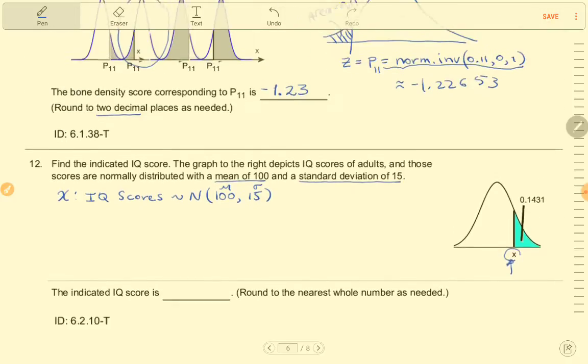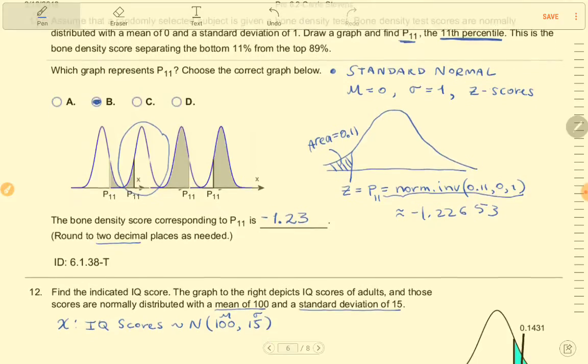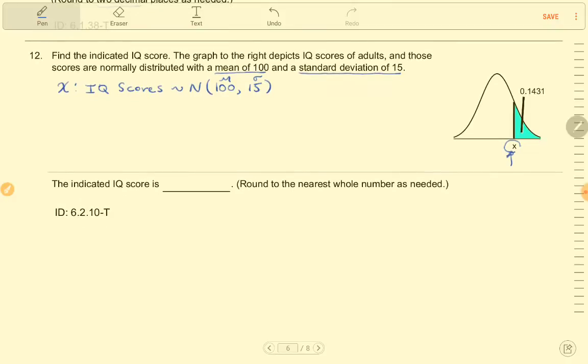All right, so in the previous example, I did this one in another video, and we used the inverse norm function in Excel to get our answer. So we were starting with a known area and working our way out to the z-score. You could also look in the negative z table, looking for an area in the body of the table of 0.11 or the closest thing to it, and you would be able to figure out your answer that way as well. But we're going to do this now for a non-standard.